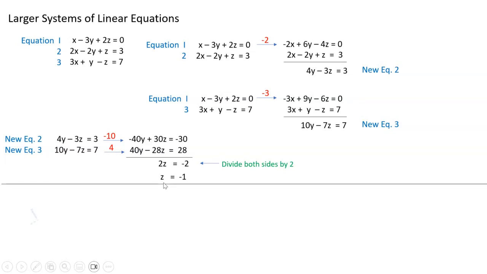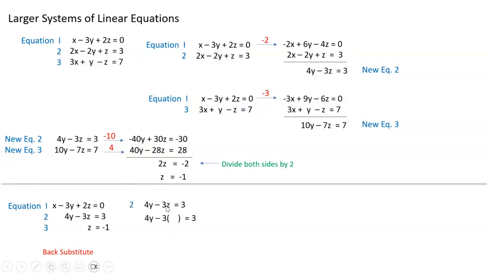Now I'm going to go back and substitute. Okay, I'm going to keep equation 1. Here for equation 2, you can keep either equation 2 or the new equation 3, but I just kept the new equation 2, and then we have z equals -1. Now here is where I'm going to go back and substitute -1 for the z in equation number 2. Then this will give us 4y plus 3 equals 3.